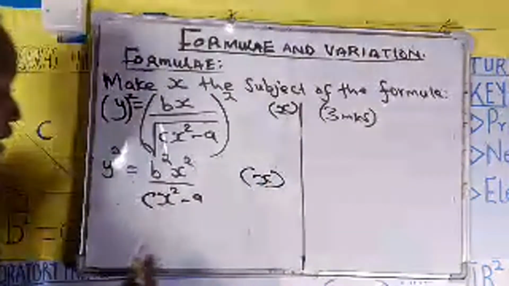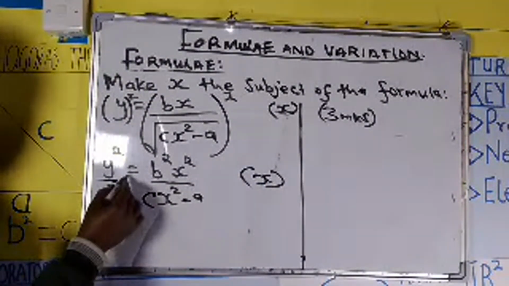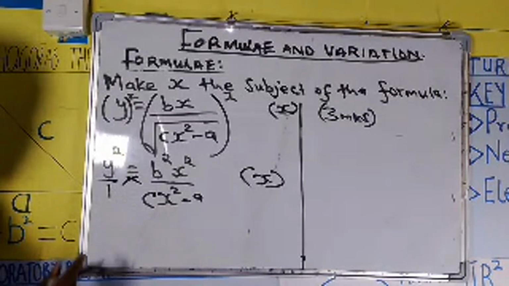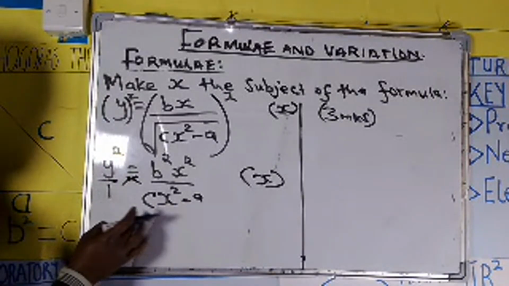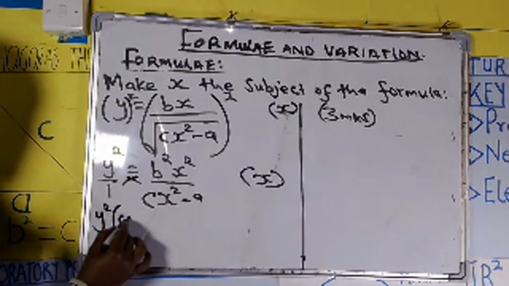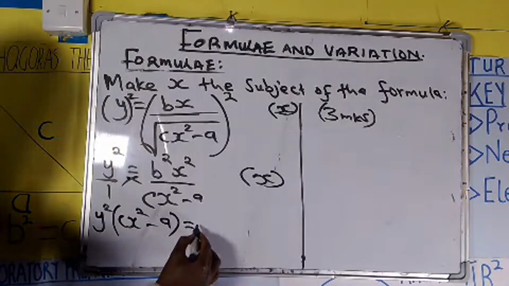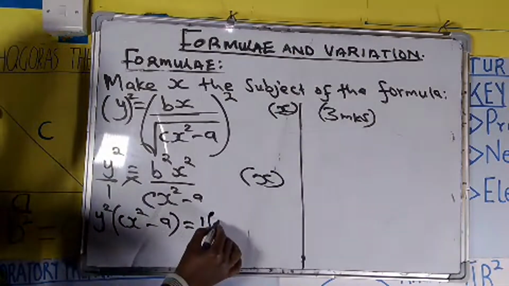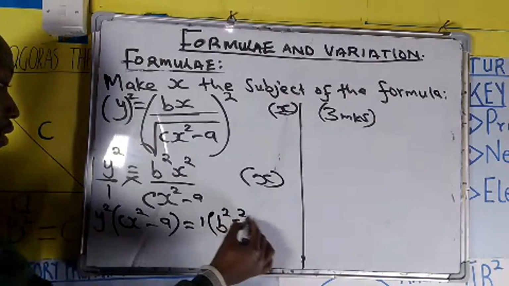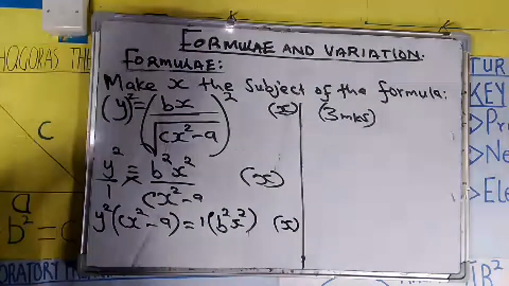For us to make x the subject, remember we are supposed first to cross multiply. So when we cross multiply, tutakuwa na y squared into brackets cx squared minus a is equals to 1 into brackets b squared x squared, and we are supposed to make x the subject of the formula.